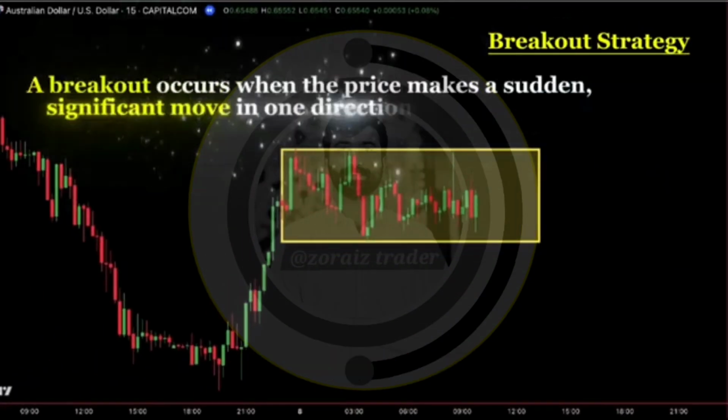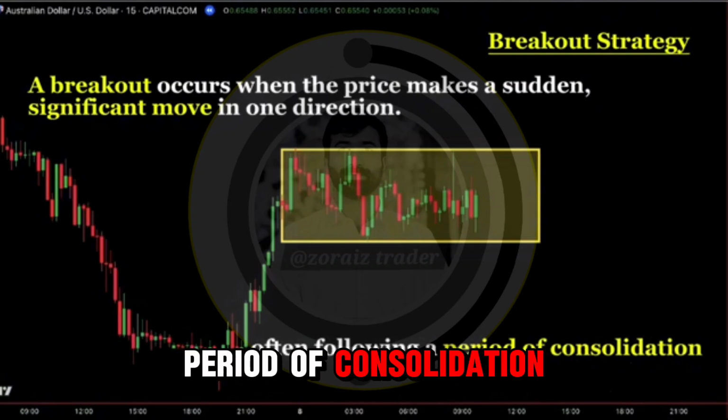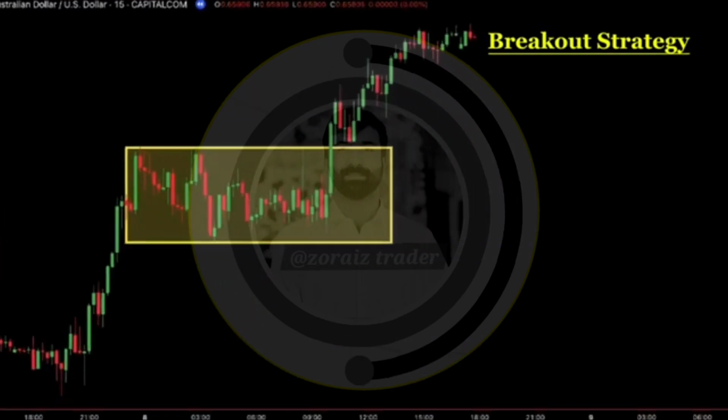Set your target at the next significant support or resistance level. Breakout strategy. A breakout occurs when the price makes a sudden, significant move in one direction, often following a period of consolidation. These breakouts can signal the start of a strong trend.